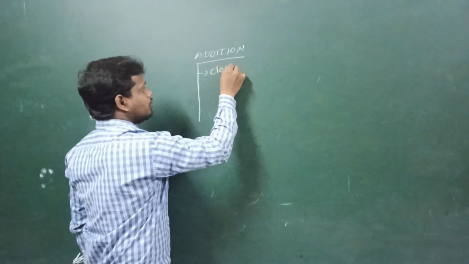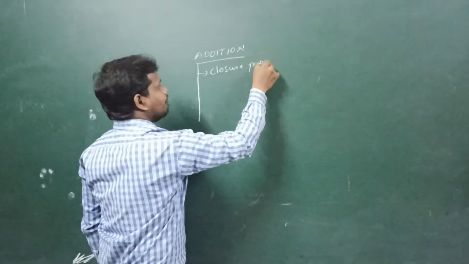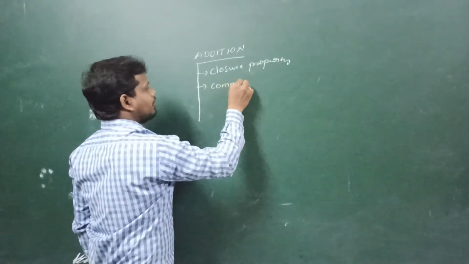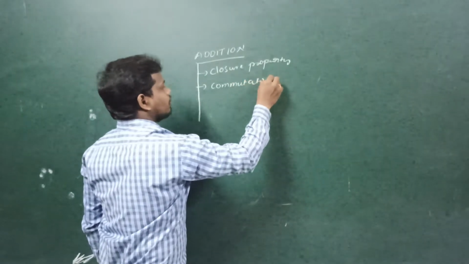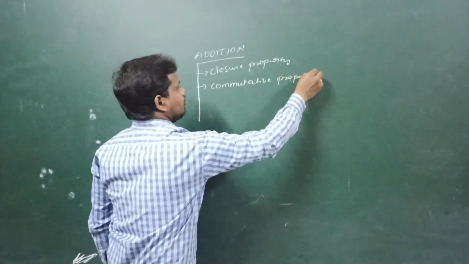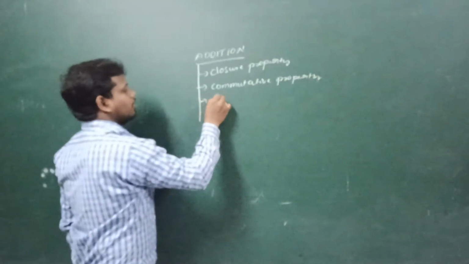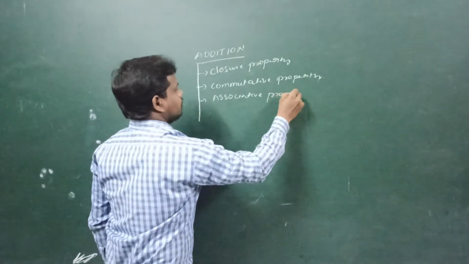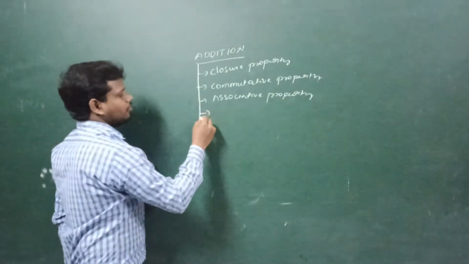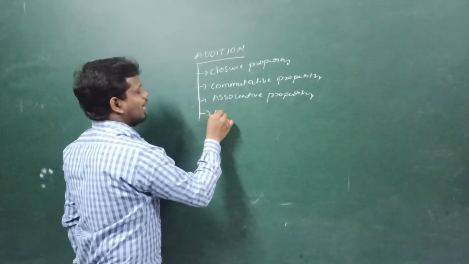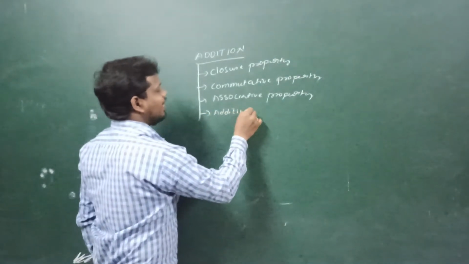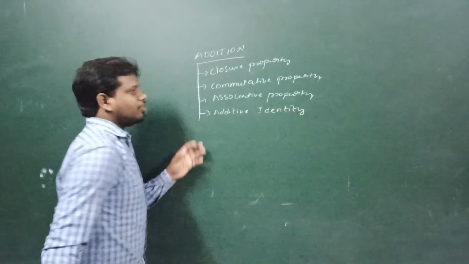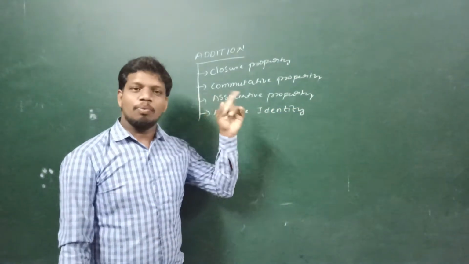So the first one is closure property. Second one is commutative property. Third one is associative property. Next, another one is additive identity. Okay children, so these we will discuss one by one.